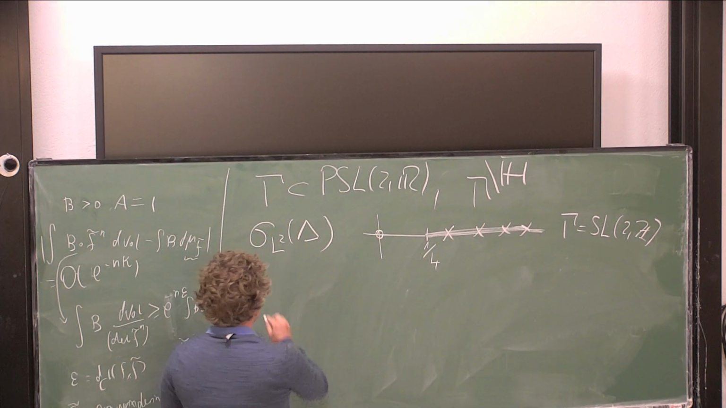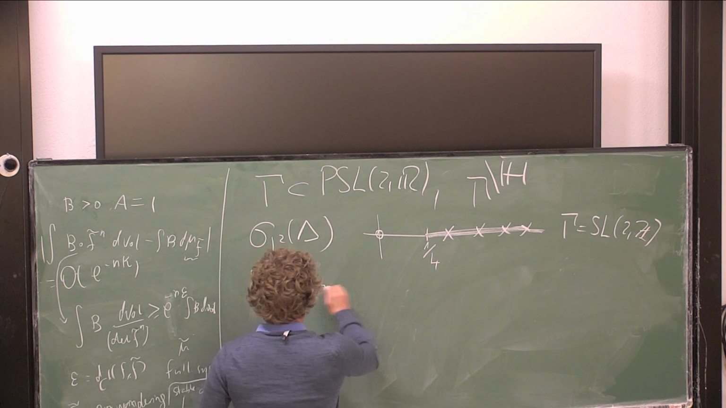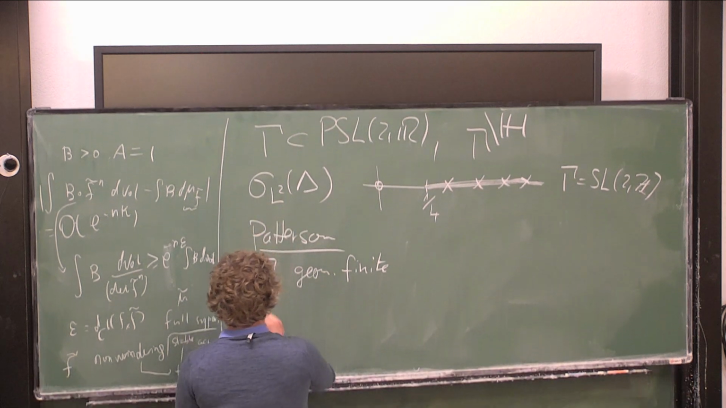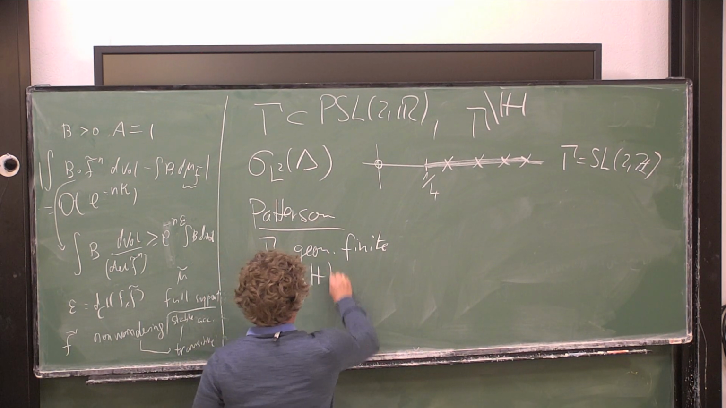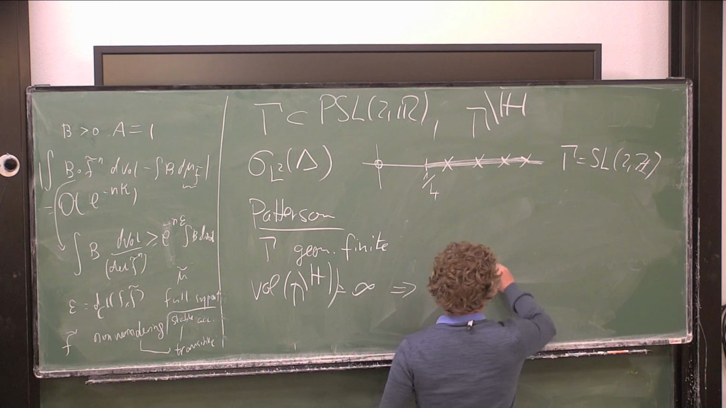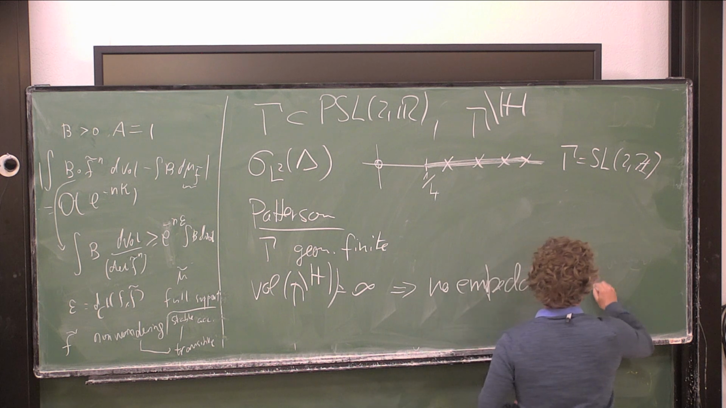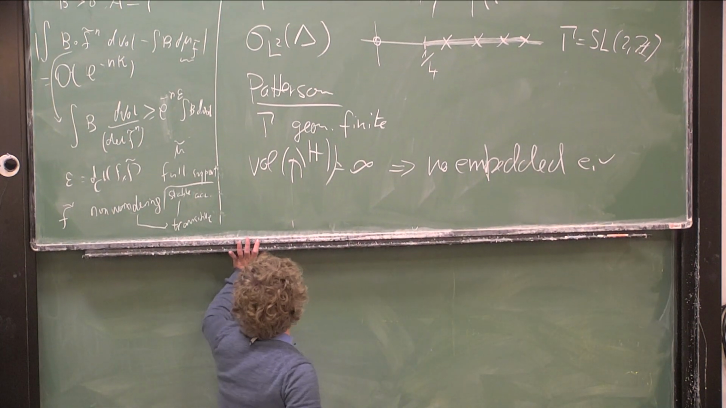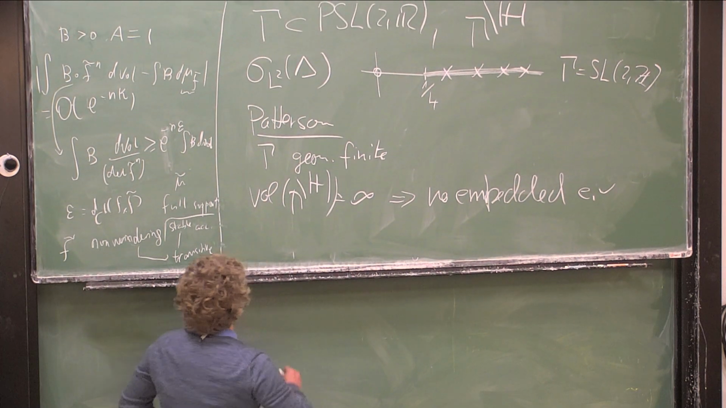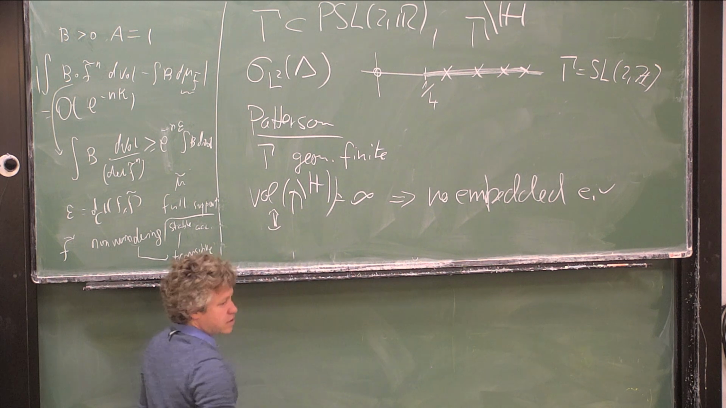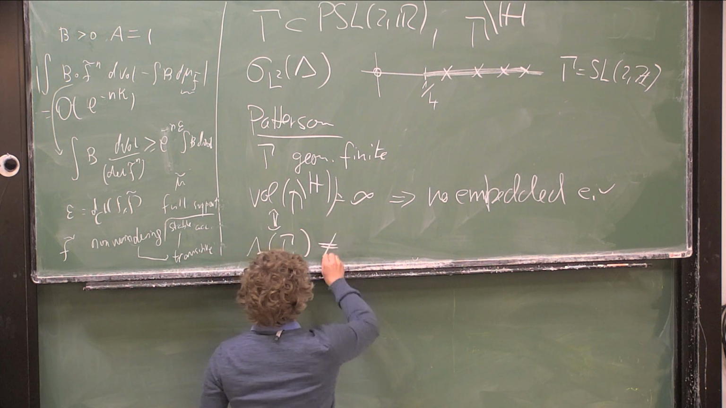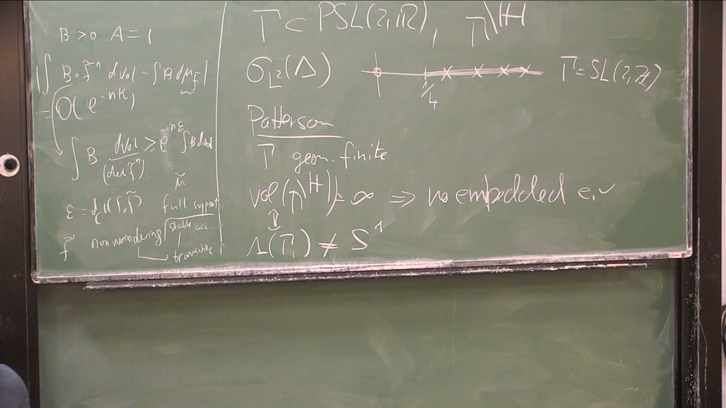And then there's a very old result by Peterson: for gamma geometrically finite, if the volume is infinite, then no eigenvalues. And the point is, if gamma is geometrically finite, then this is equivalent to there being at least one funnel, or in other words, also that the limit set of gamma is not the whole boundary.